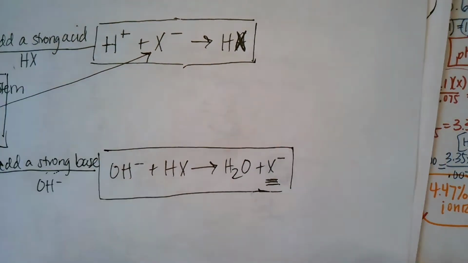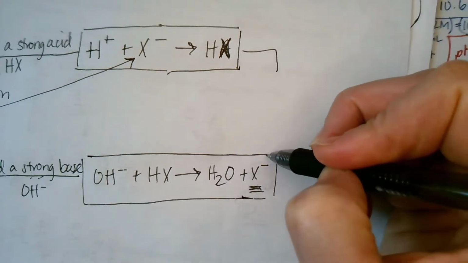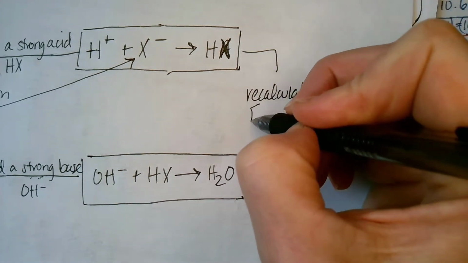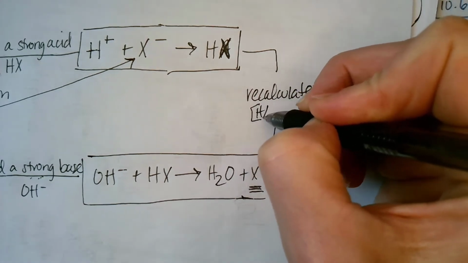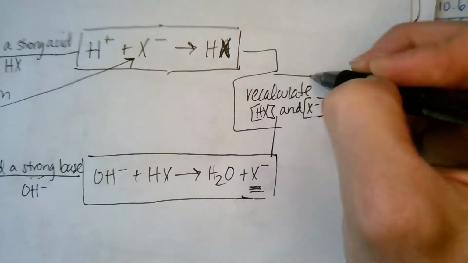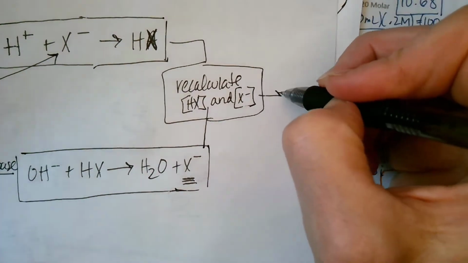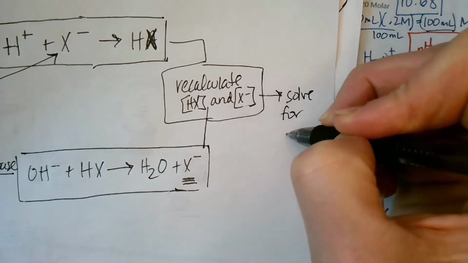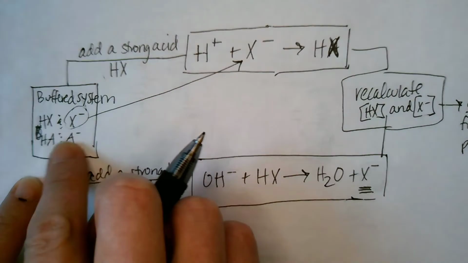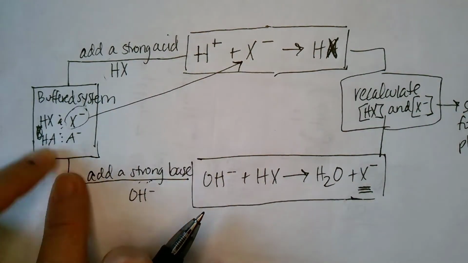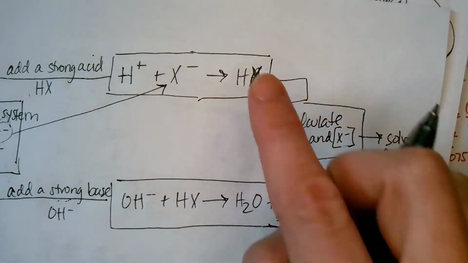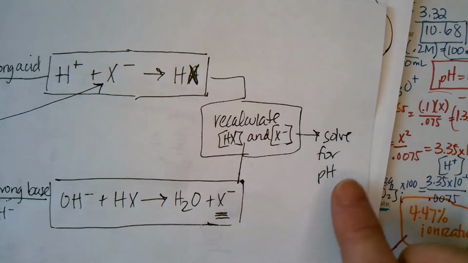We then need to recalculate the concentration of HX and X minus. And once we recalculate that, then we can solve for the pH. So hopefully this flow chart helps you to see that I'm starting with the known amounts of buffered system, and I'm adding either a strong acid or a strong base to create more of either my acid or my base. Then we need to recalculate so we can solve for the pH.